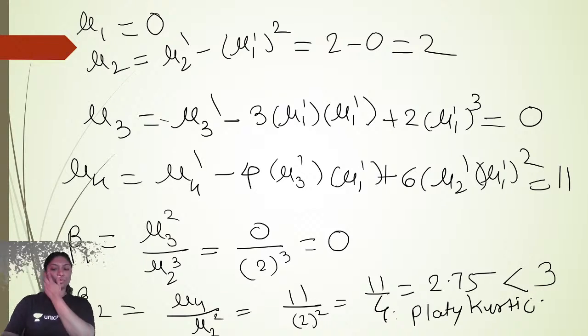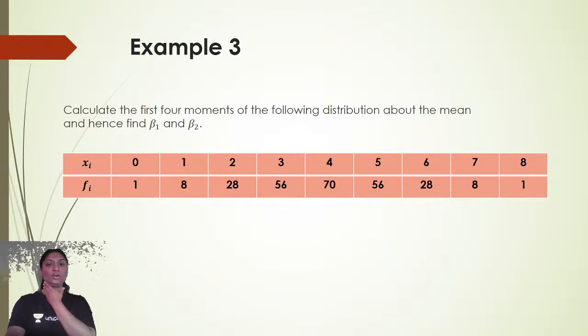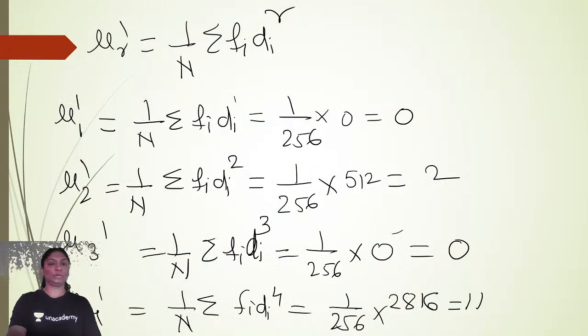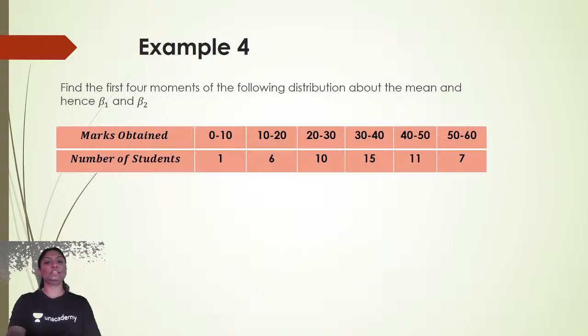Okay, I hope you clearly understood this example, where the raw data is given and we calculate the coefficient of skewness and kurtosis. The next example, which is very interesting: find the first 4 moments of the following distribution about the mean and hence find beta 1 and beta 2.